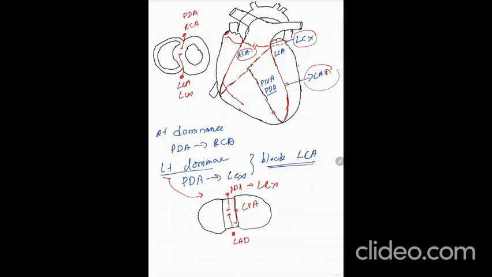Left coronary artery supplies the left ventricle. The whole of the left ventricle is supplied by the left coronary artery. So in the left dominant heart, the whole of the interventricular septum is also supplied by the left coronary artery. If there is a blockage, the entire ventricles will be affected. The left ventricle is responsible for systemic circulation, so the whole systemic circulation will be in danger. So remember this clinical point.